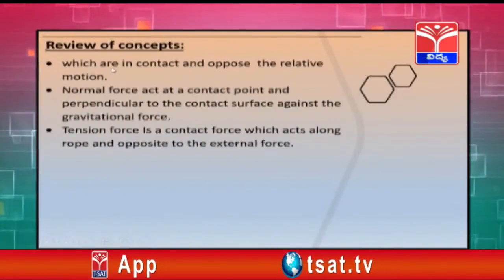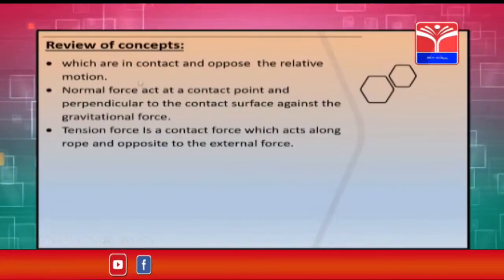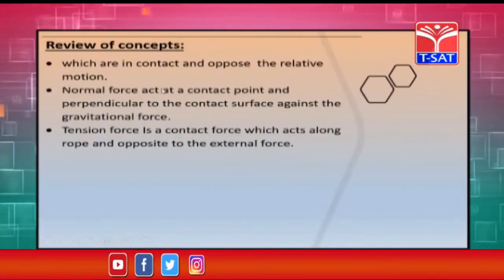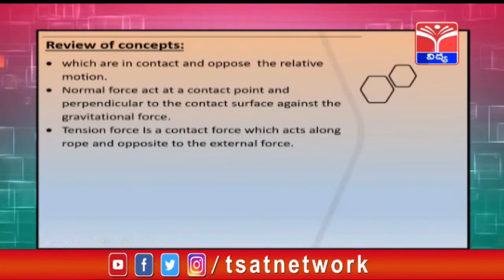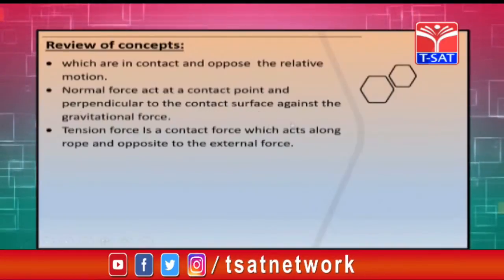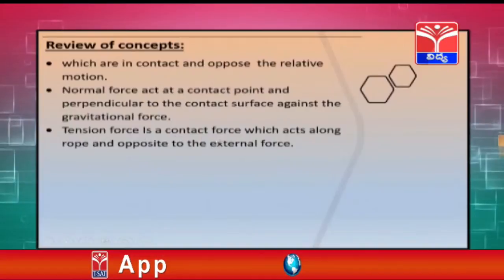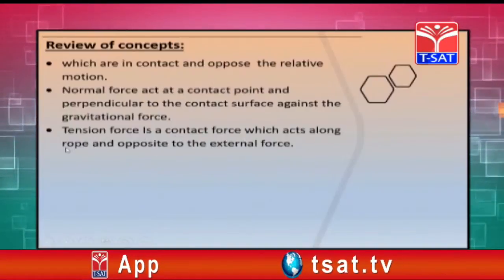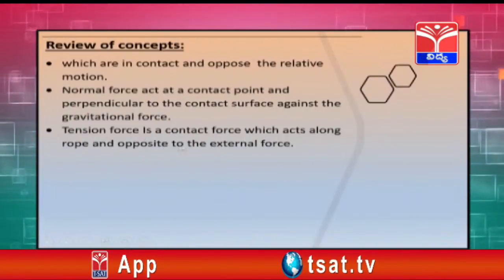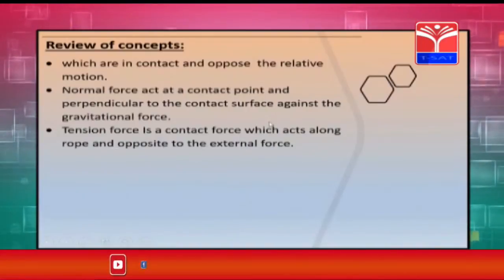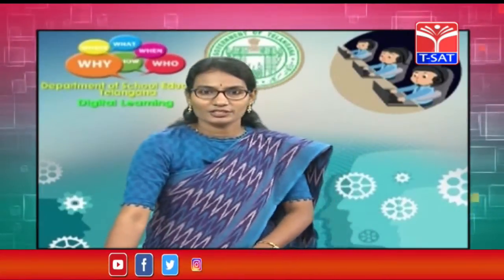Friction is a contact force which opposes relative motion. Normal force acts at a contact point and perpendicular to the contact surface, against the gravitational force. Tension force is a contact force which acts along the rope or string and opposite to the external force. Children, these are the concepts we learned in this session.